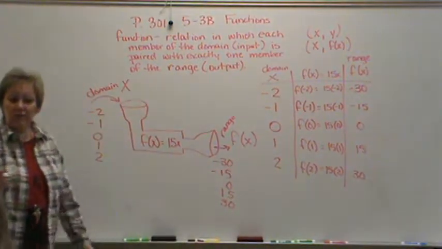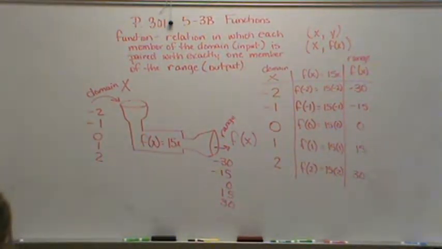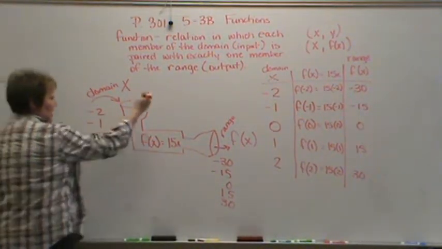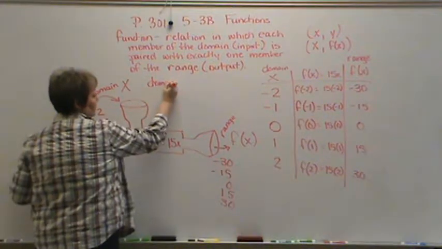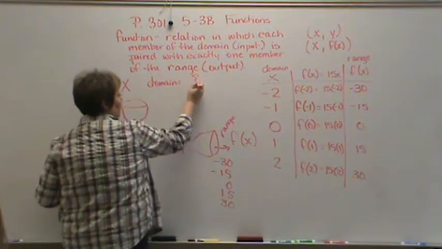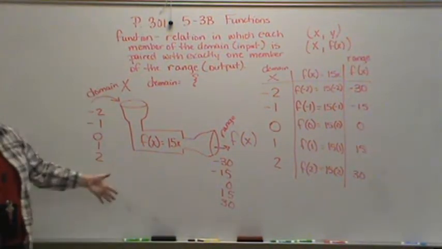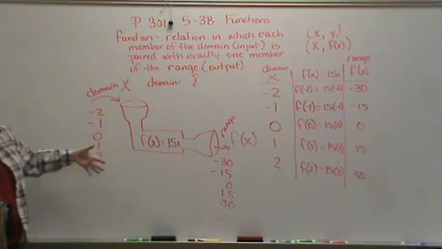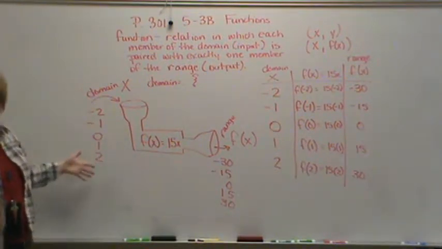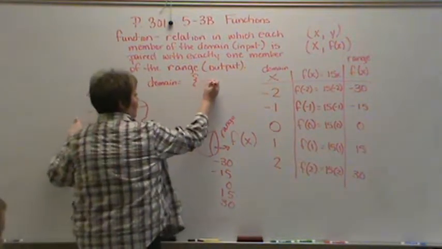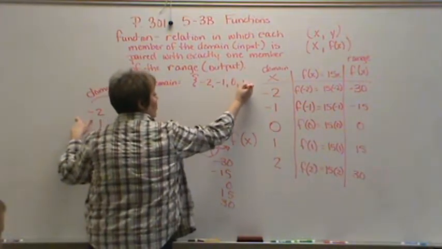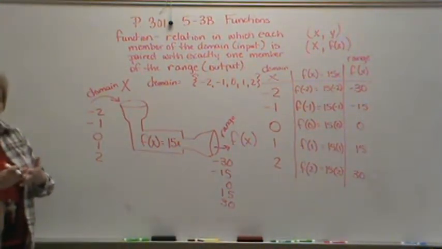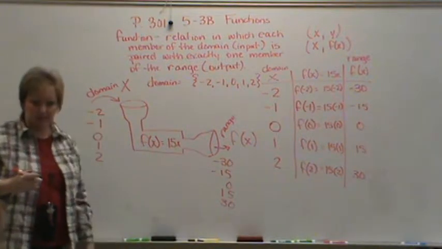So if I asked you for the domain, you chose your own domain. Your domain for this function is these numbers. The domain is the set of numbers. Why do we draw a brace? Because this is how we list our input values, our domain. The domain is your set of input values: -2, -1, 0, 1, and 2. And we always put a set of numbers into braces.